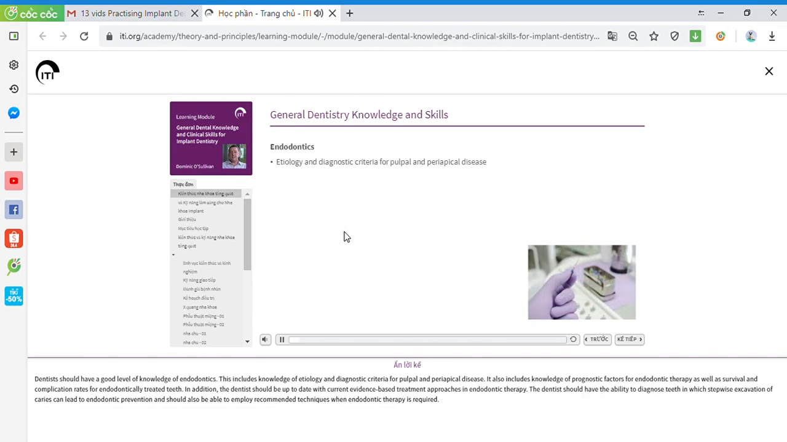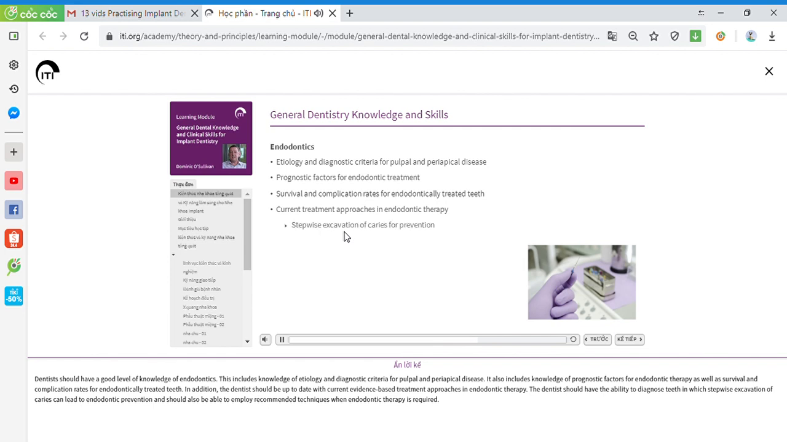Dentists should have a good level of knowledge of endodontics. This includes knowledge of etiology and diagnostic criteria for pulpal and periapical disease. It also includes knowledge of prognostic factors for endodontic therapy, as well as survival and complication rates for endodontically treated teeth. In addition, the dentist should be up to date with current evidence-based treatment approaches in endodontic therapy.